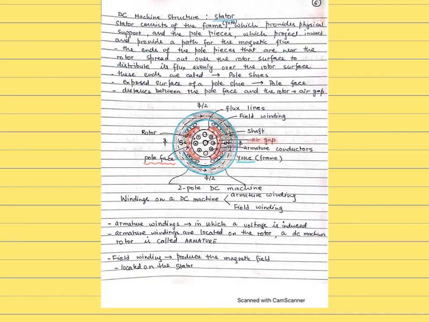Okay, now are the windings. So there is a field winding which is used to produce the magnetic field. And where is that winding? This is where the field winding is. This is the field winding. Okay. So this is the field winding, which is used to produce the magnetic field.